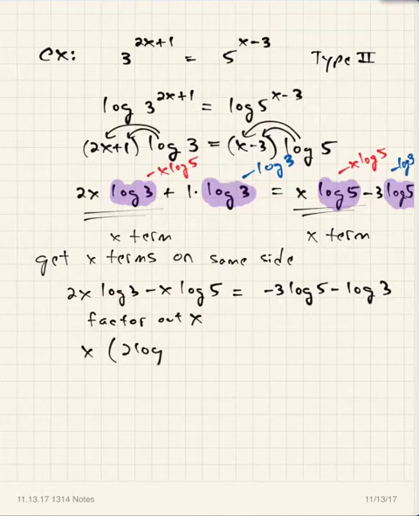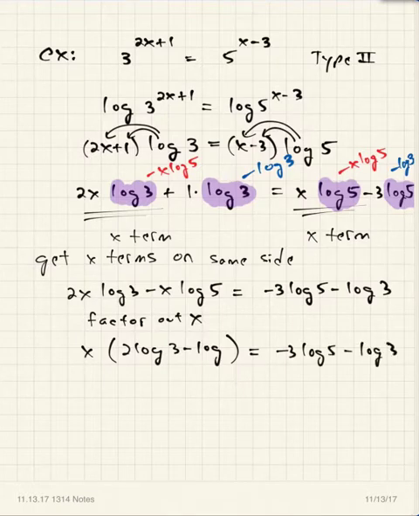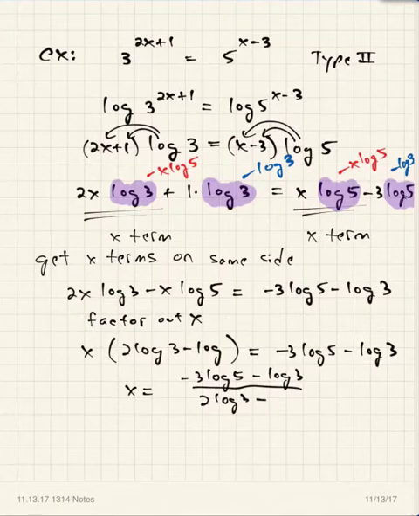So you have x times 2 log 3 minus log 5. Just pull it out as a GCF. Equals negative 3 log 5 minus log 3. And then finally, divide by that mess in the parentheses, and you get x equals negative 3 log 5 minus log 3, all divided by 2 log 3 minus log of 5. I didn't put the 5 there. Minus log of 5.